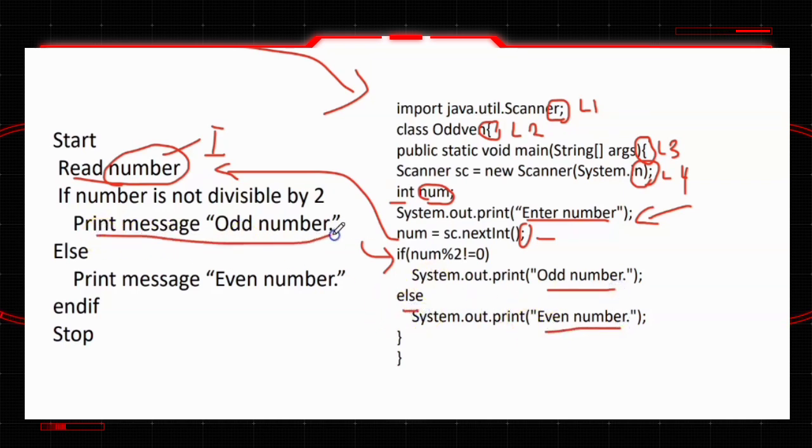So this one is for pseudocode. So just convert to use System.out.print. Show as capital letter. So else System.out.print even number. So don't forget we have two open curly bracket and close with two close curly bracket.